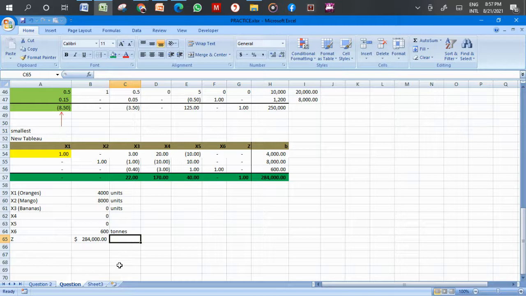By producing 4,000 units of oranges and 8,000 mangoes and 0 units of bananas, and we should have a stock of 600 tons of unused emulsifiers.